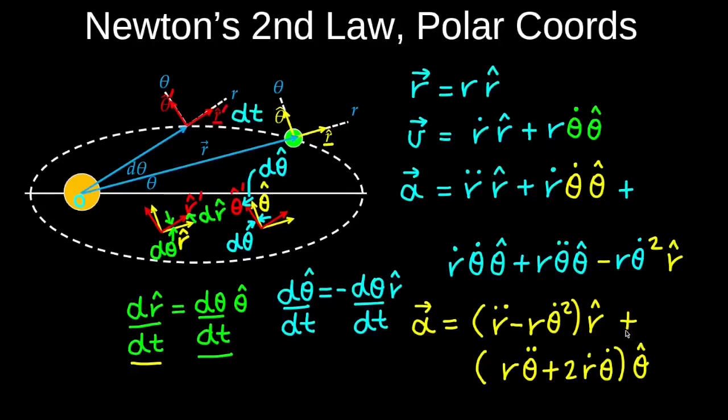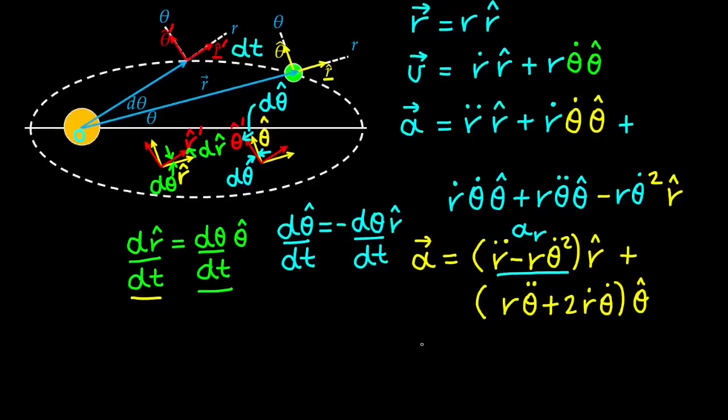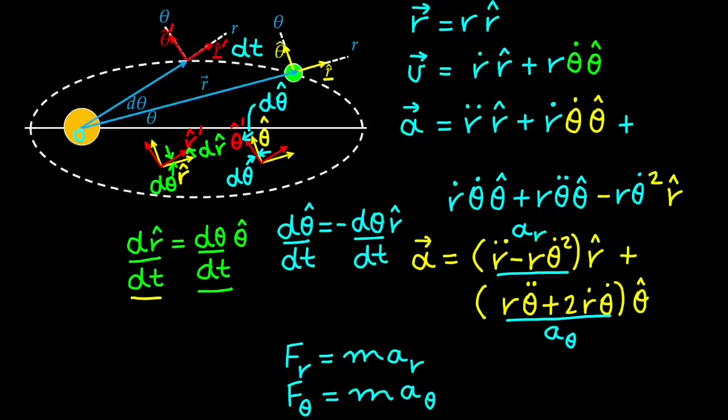And now we can write Newton's second law in the radial direction. So force is mass by acceleration. And in the theta direction, we have a similar expression, where m is the mass of the particle.